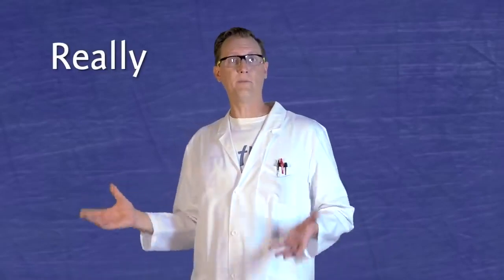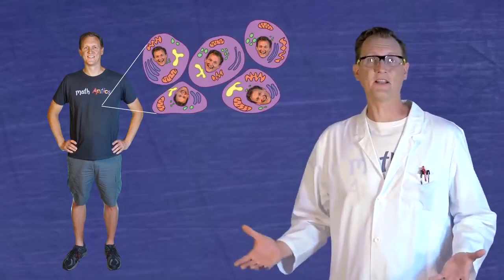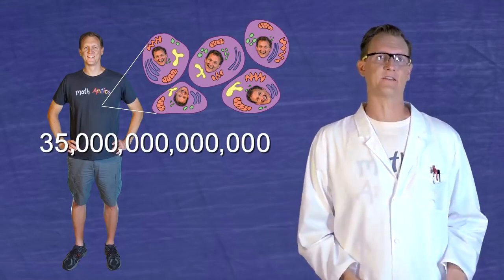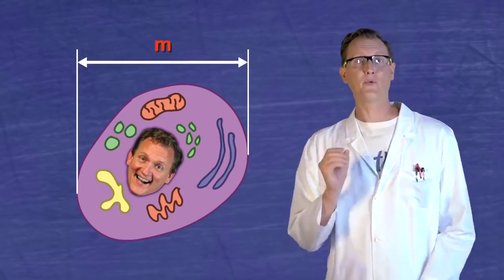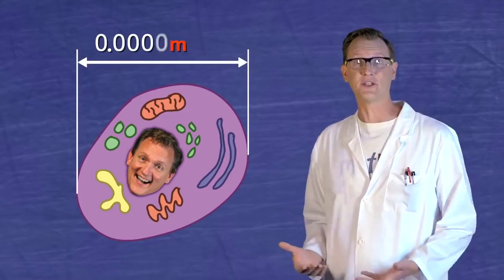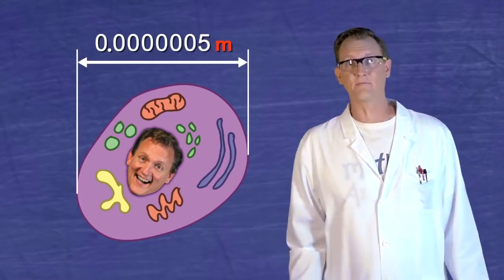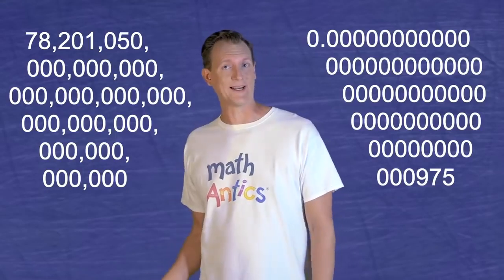Numbers can be really big or really small, right? Like, if you wanted to count up all of the cells that make up your body, it would be a really big number. Something like 35 trillion cells. But if you wanted to measure the diameter of one of those cells using meters, you'd get a really small number. Something like 0.0000005 meters.